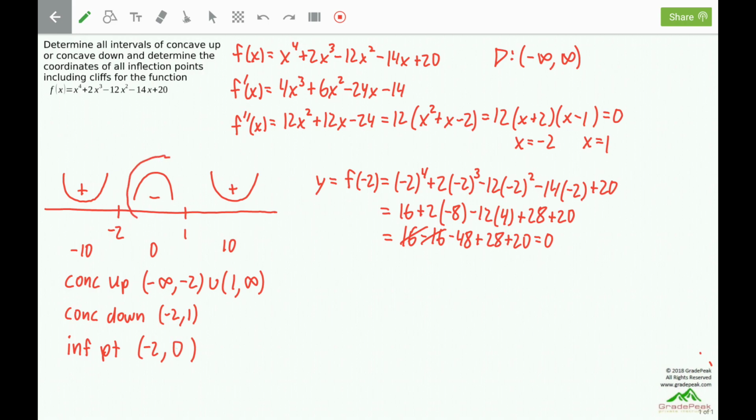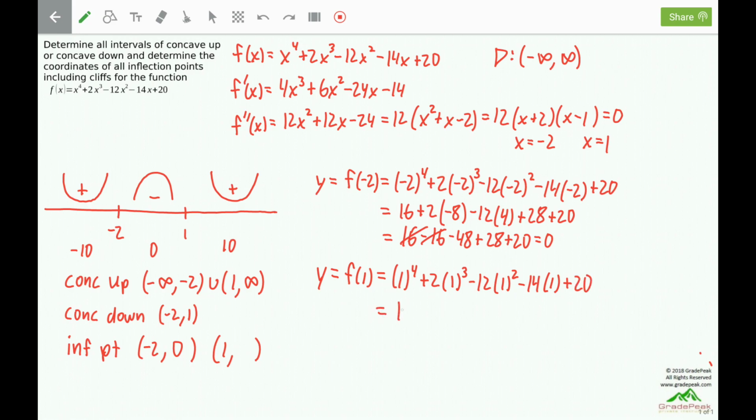Right at the candidate number of x equals positive 1, we have the concavity changing from concave down to concave up. That makes x equals 1 be also an inflection point. It has an x-coordinate of 1, and it has a corresponding y-coordinate that can be found by plugging the x value back into the original function. So y equals f of 1, which will be 1 to the 4th plus 2 times 1 cubed minus 12 times 1 squared minus 14 times 1 plus 20.